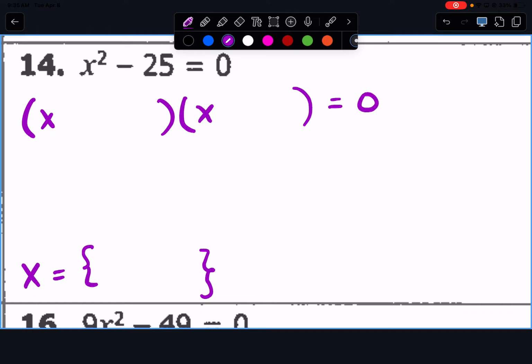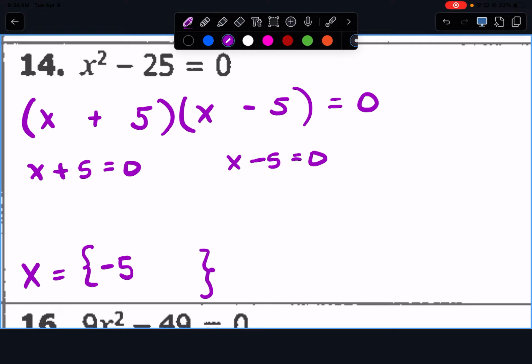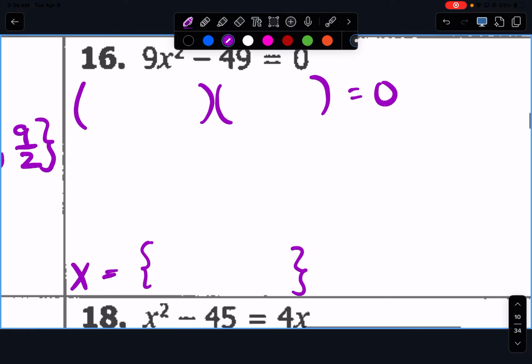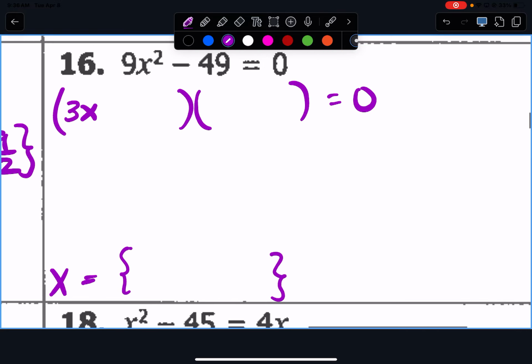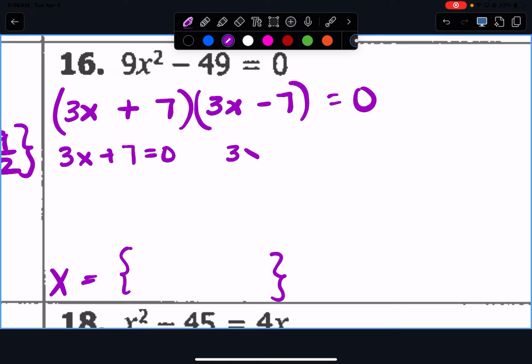All right. For 14, what squares to give you 25? What signs do we need? Okay, so once you set each of these equal to 0 and solve them, what is your solution? Negative 5 and 5. For 16, what squares to give you 9x squared? What squares to give you 49? What signs do you need? Then you set both equal to 0 and solve them. I'll give you a second to finish that if you haven't already. Once you solve those, what does x equal? Negative 7 over 3 and positive 7 over 3. There we go.